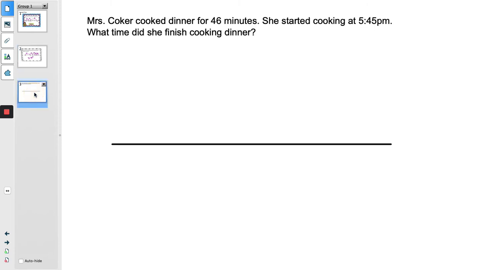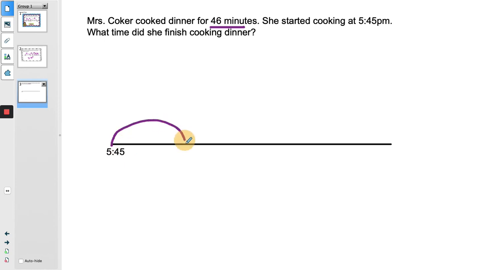And I have one more. So this one says Miss Coker cooked dinner for 46 minutes. So I have my elapsed time. She started cooking at 5:45 p.m. What time did she finish cooking dinner? So, like the one that we just did, I have my start time. My start time is 5:45. And now I have my elapsed time, 46 minutes right here.